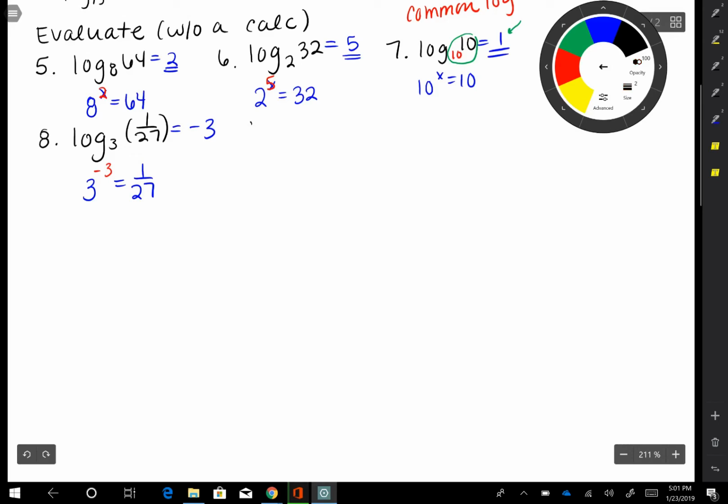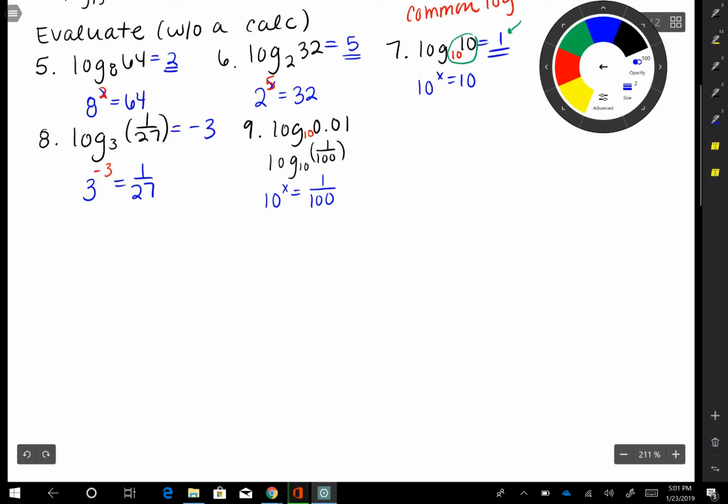All right. How about log of 0.01? Okay, I threw the common log in there again for you. But another thing I did is I gave you a decimal. And believe it or not, we don't want it as a decimal. We want that as a fraction so we can think in terms of exponents more easily. So that 0.01 is 1/100th. So I'm asking myself now, 10 to what power gives me 1 over 100?